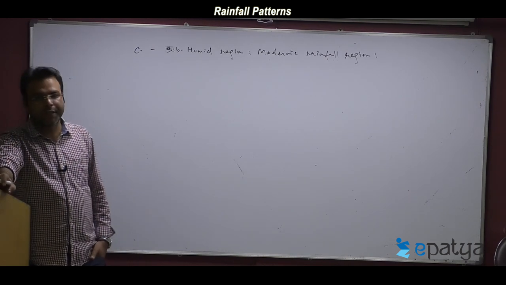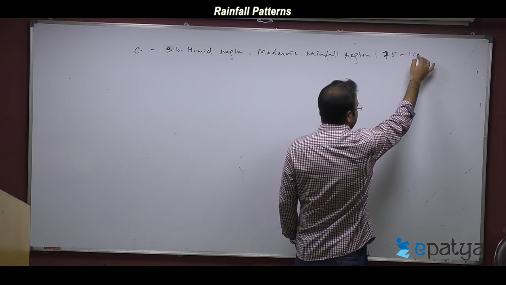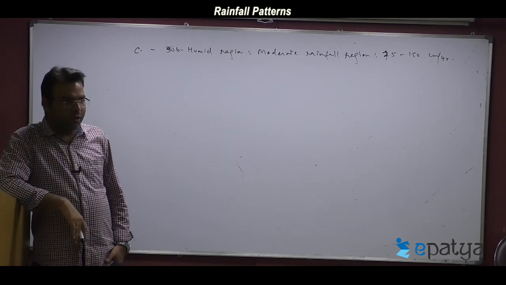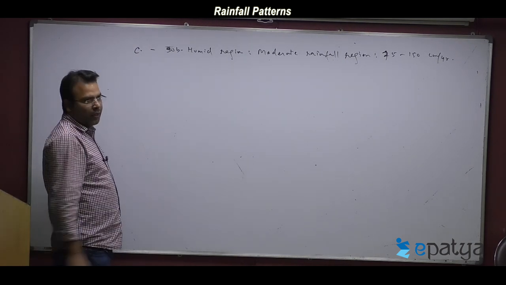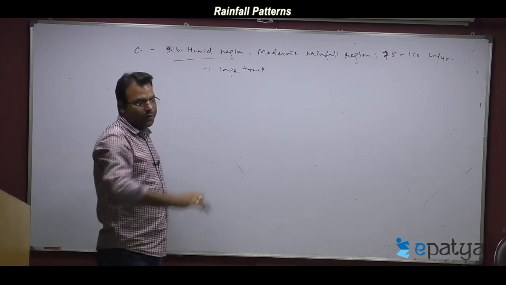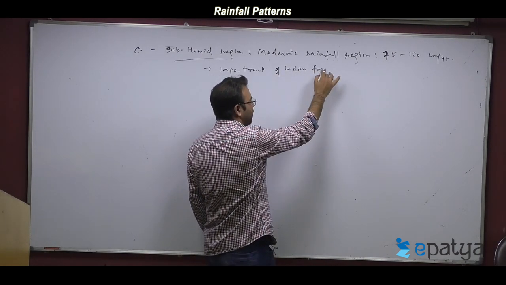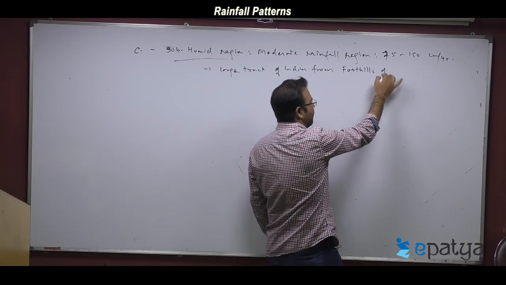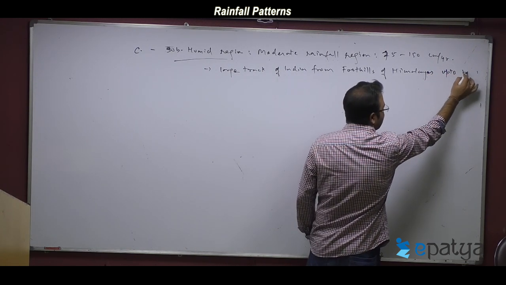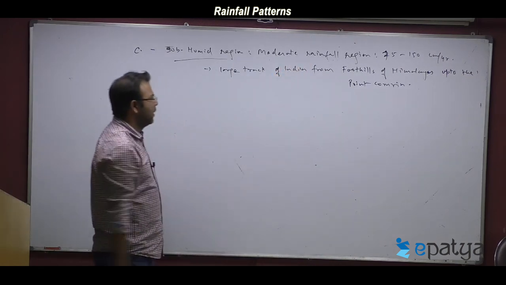So what are the moderate rainfall areas? Where the amount of rainfall is between 75 to 150 centimeters. Annual average rainfall between 75 to 150 centimeters is the subhumid region. It covers a large tract, all across from the foothills of the Himalayas up to the point Comorin.